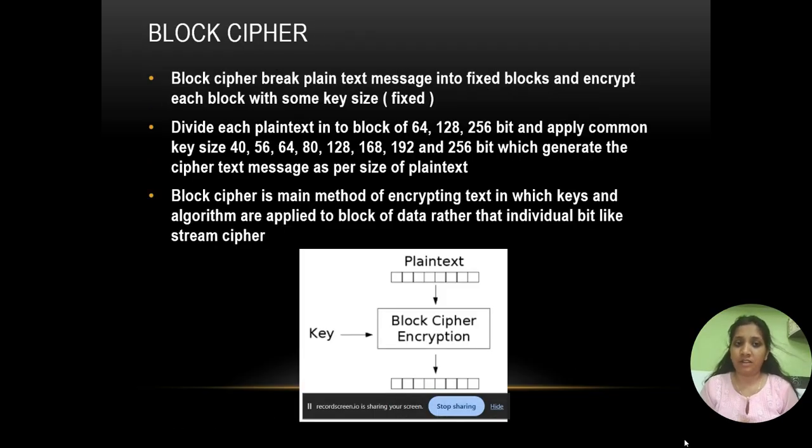So next one is block cipher. Block cipher breaks the plain text message into fixed blocks and encrypts each block with the same key size, that is fixed. Divide the plain text into blocks of 64, 128, and 256 bits and apply a common key size, that is 40, 60, 64, 80, 128, 168, 192, and 256 bits, which generates the cipher text message as per the size of the plain text. Block cipher is a main method of encrypting text in which keys and algorithm are applied to a block of data rather than individual bits like a stream cipher.